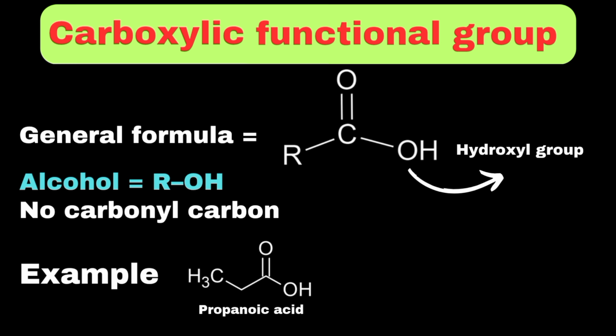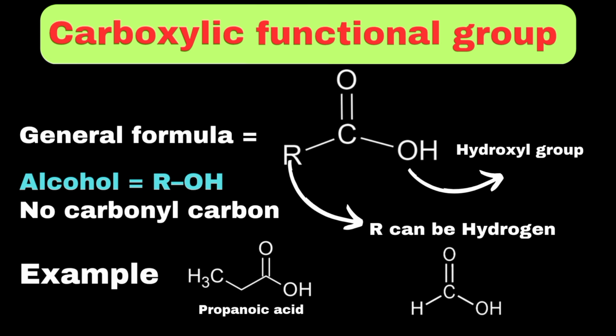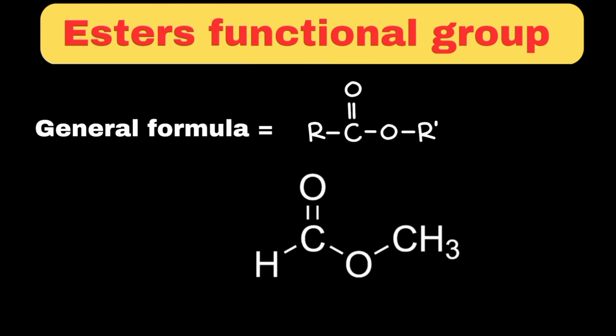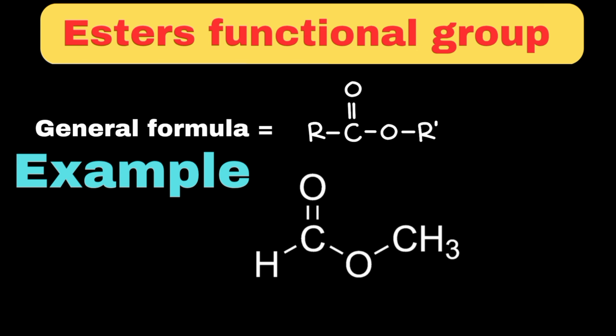In the case of the carboxylic group, hydrogen can be replaced by an alkyl group, and such carboxylic acids will be called formic acid. Now we will discuss the ester functional group. Its general formula is RC double bond O, OR. In this case, the hydrogen atom of the carboxylic group from OH is replaced by an alkyl group, and we get a new functional group called an ester. A common example of the ester group is methyl formate.